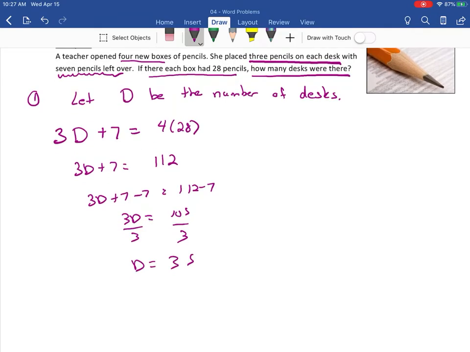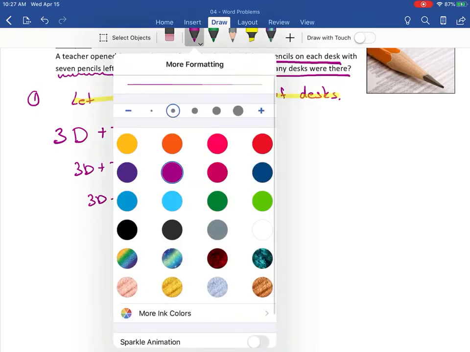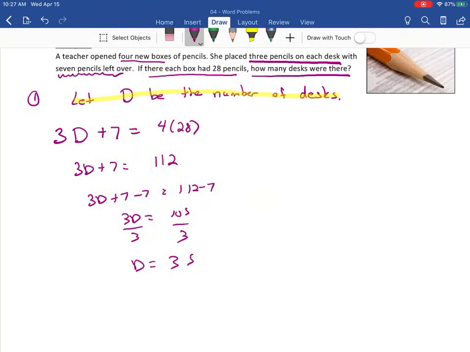Okay, it's easy to get confused in all this. What was the 35? And that's why this let statement is so important. You might be like, oh, why do we need a let statement? It's for when you're done all the algebra, you can look back and go, what was I doing here? What was I trying to solve for? I found D equals 35, and that tells me it's the number of desks. That helps me do my therefore statement. Therefore, there were 35 desks.